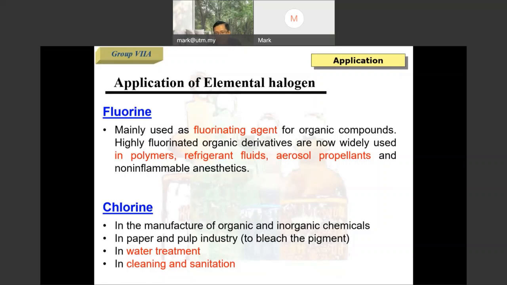Chlorine is used in the manufacture of organic and inorganic chemicals, in the paper and pulp industry as a bleaching agent, and in water treatment. In your swimming pool, chlorine is used to disinfect. It is also used in cleaning and sanitization. Your bleach mostly has the chlorine element in its chemical formula.